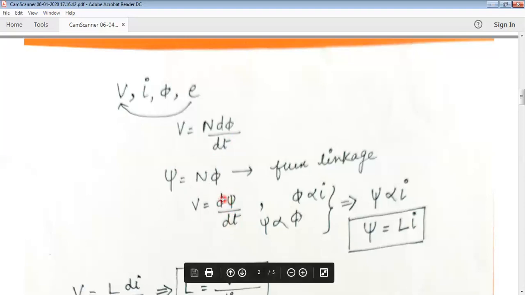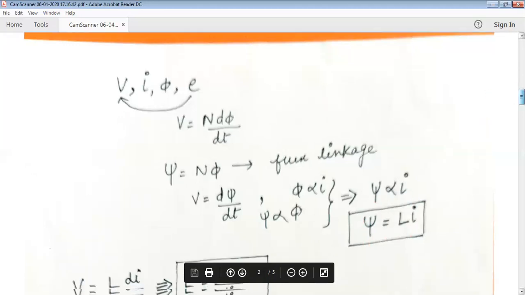by dt. And also your flux is proportional to current, and your xi is proportional to flux because N, the number of turns, is constant. So from this equation and this equation, you can say that flux linkage is proportional to your current. When you remove this proportionality constant, one term will come, that is called the inductance. So xi equals L i. That is the inductance. So from here, the inductance concept is coming.